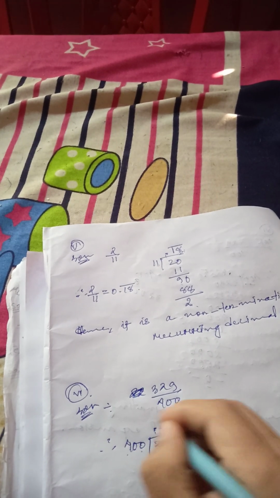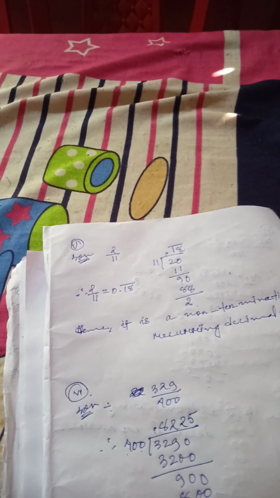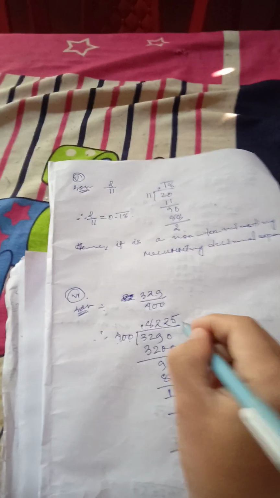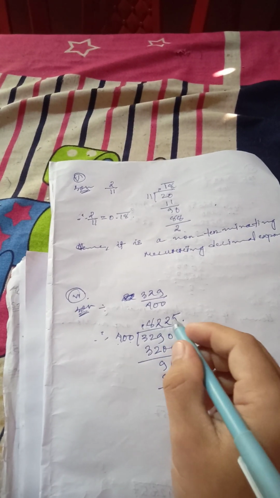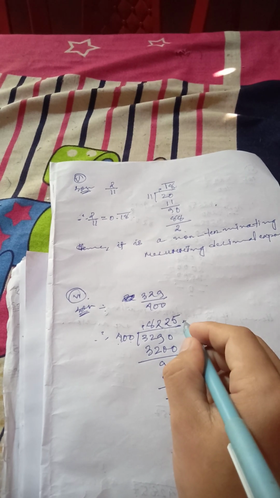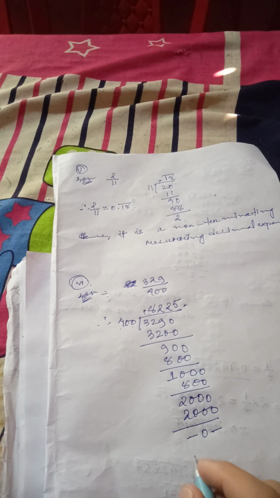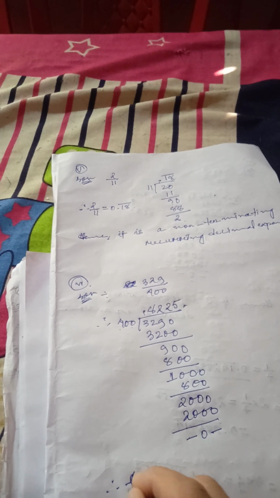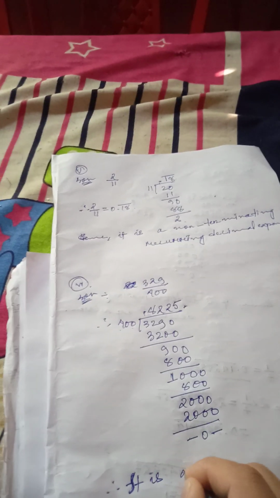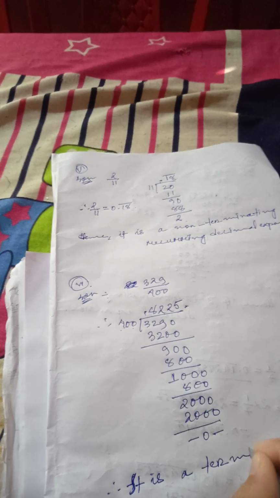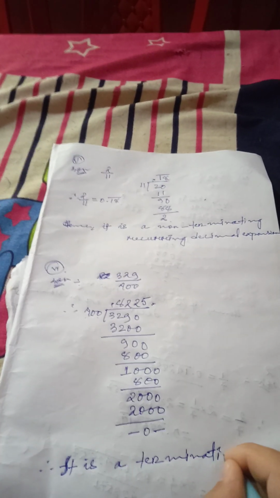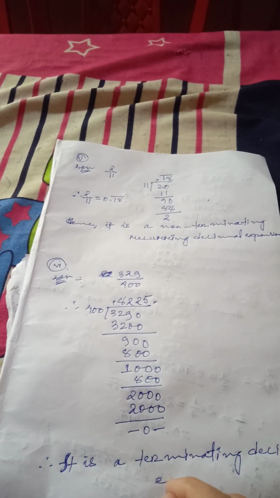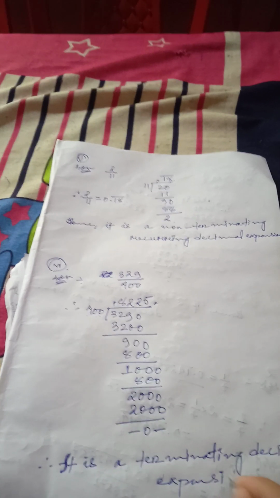Here at this point we can add more zeros. 400 times 5 will give you 2000. Okay, so after this the remainder will become 0. That is the end of this decimal expansion. Okay, this kind of decimal expansion that ends at some number is known as a terminating decimal expansion. So we can write it, therefore, it is a terminating decimal expansion.